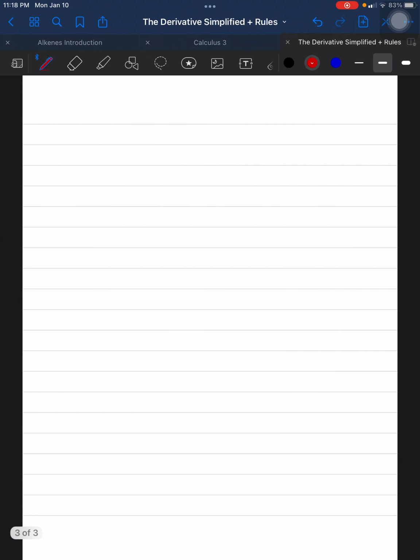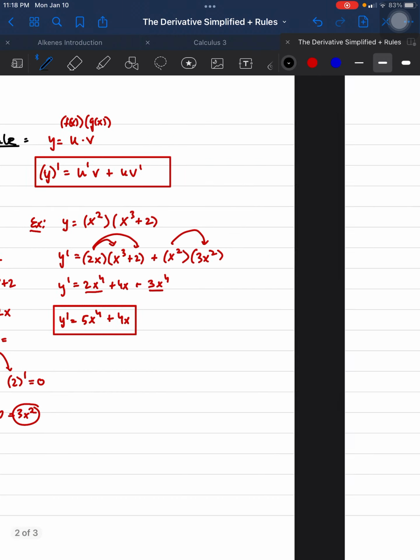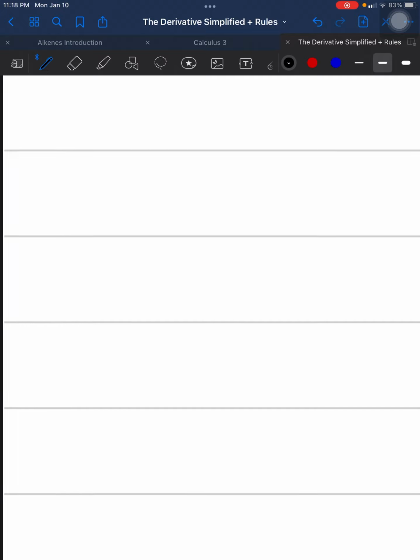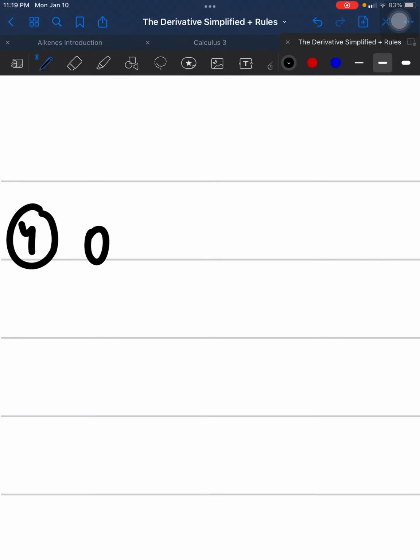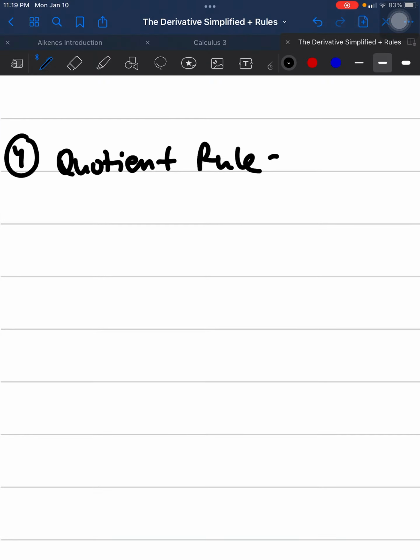Now moving on, we just went over the product rule. The next rule is the quotient rule, for when we're dividing two functions and want to take the derivative of quotients.